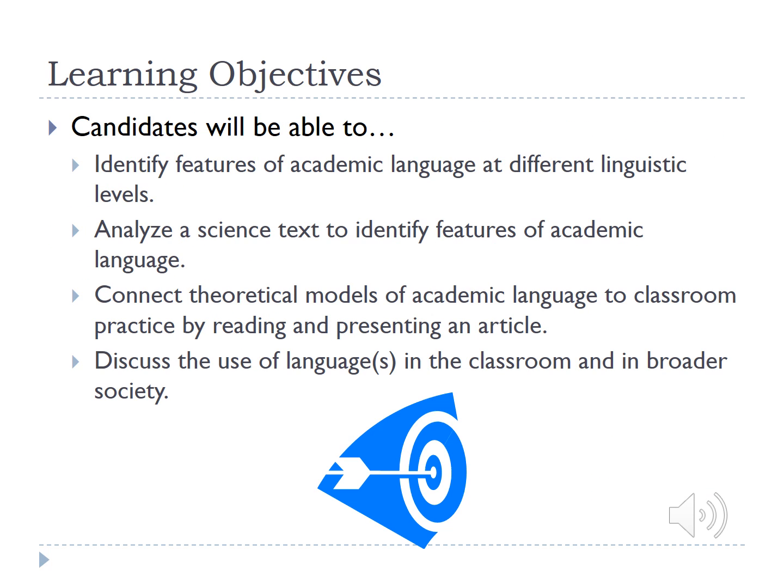Learning objectives. In this session, candidates will be able to identify features of academic language at different linguistic levels, to analyze a science text to identify features of academic language, to connect theoretical models of academic language to classroom practice by reading and presenting an article, and finally, to discuss the use of language or languages in the classroom and in broader society.